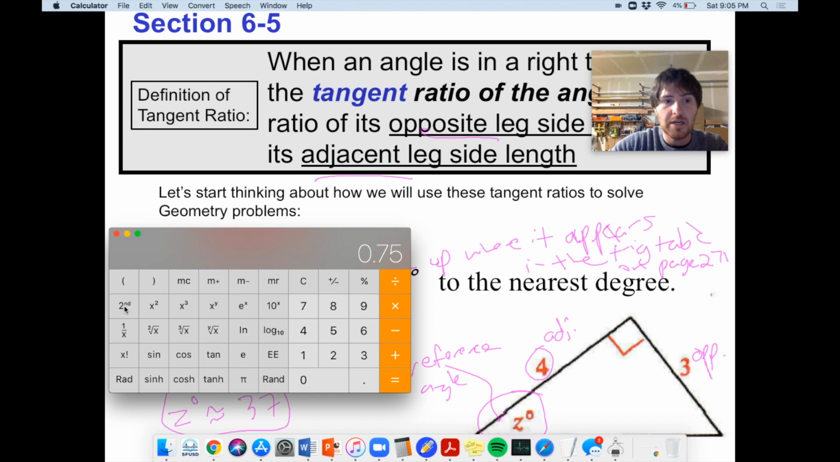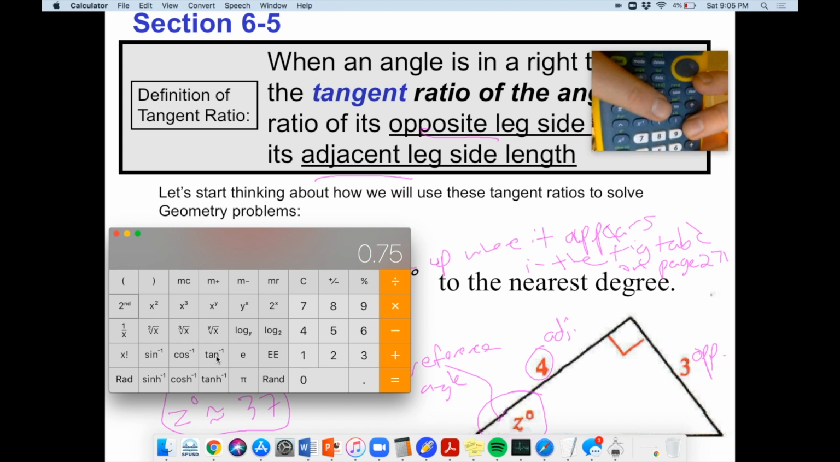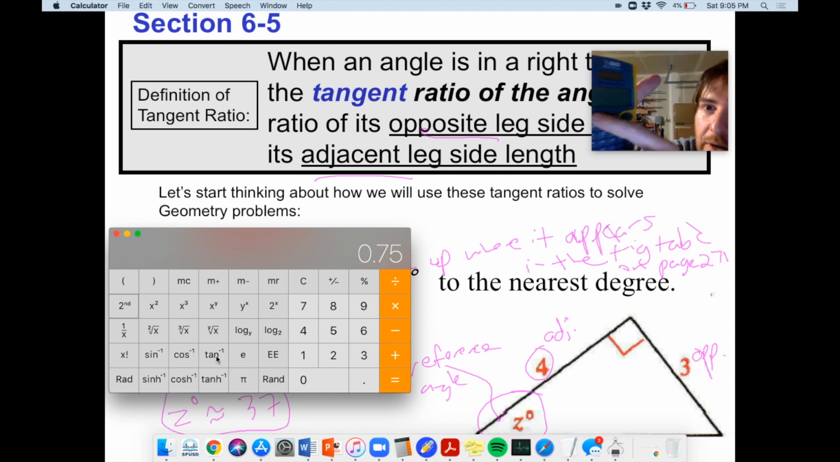I hit my second button here. If I hit second, I see tangent to the -1 power. That's something called inverse tangent. You see tangent to the -1 power on this calculator just above where it says tan. So I hit the second button, then tan for tangent to the -1, and then I put in 0.75, and I get 36.86 or so. So I get about 37, which was what I had before.